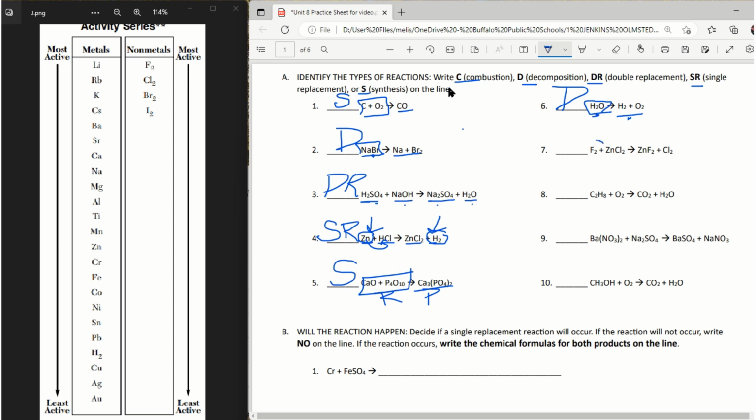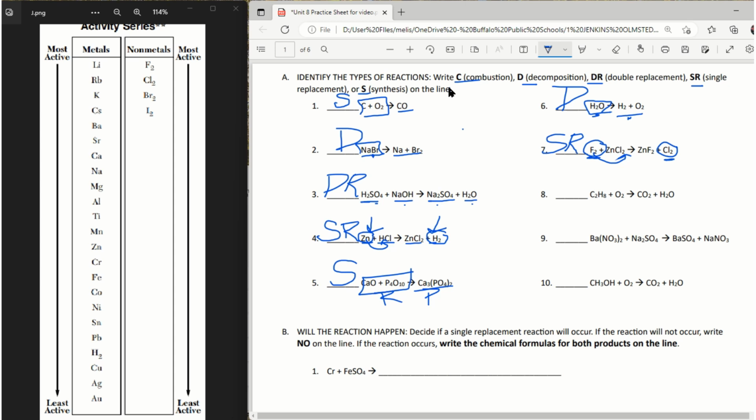What do I have here? Well, this looks familiar. See this? I have a singular element on this side and a singular element on this side. What happened is this F swapped places with that Cl and the Cl came out. So this is single replacement.